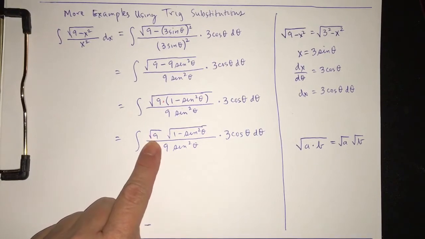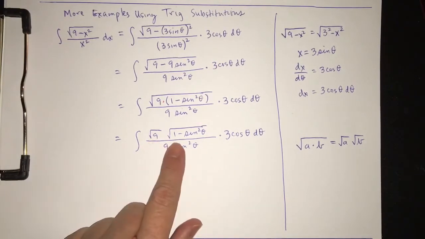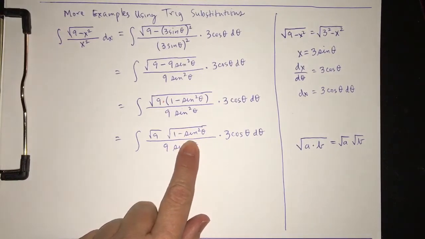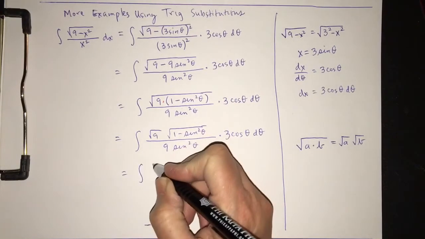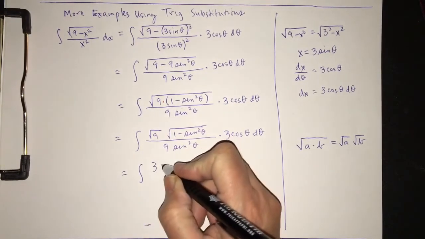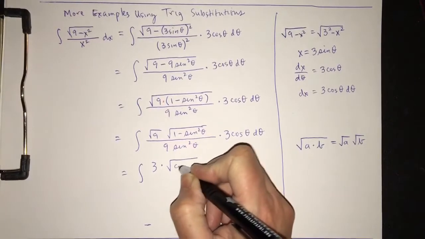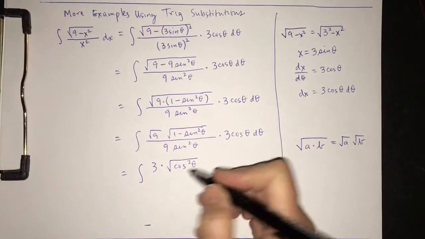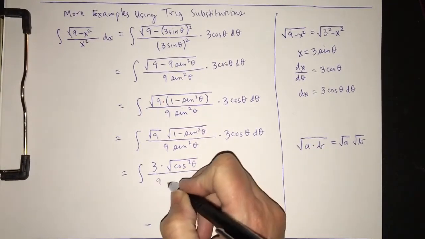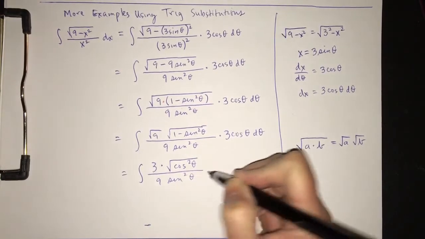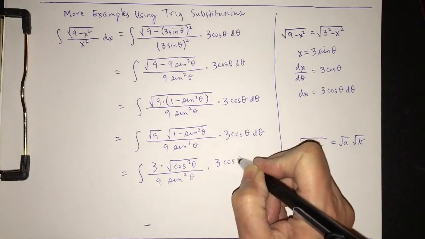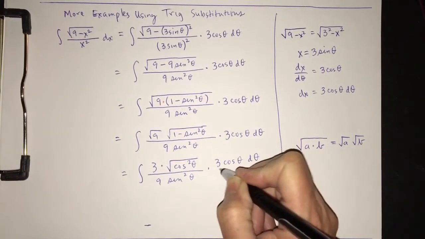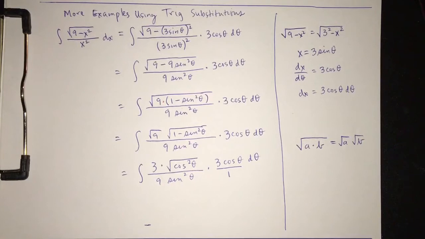Let me separate off this thinking part right there. Here, the square root of 9 is 3. There is a trig identity for 1 minus sine squared theta, and it's cosine squared theta. So simplifying this, square root of 9 is 3, times the square root of cosine squared theta, over 9 sine squared theta, and then times 3 cosine theta d theta. In fact, you could put it over 1.